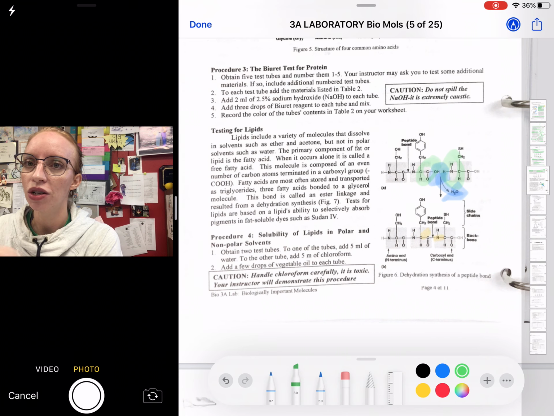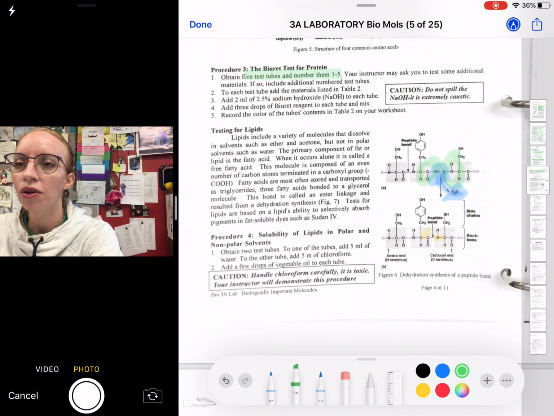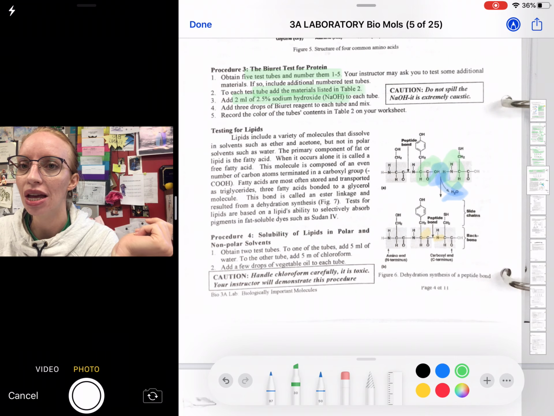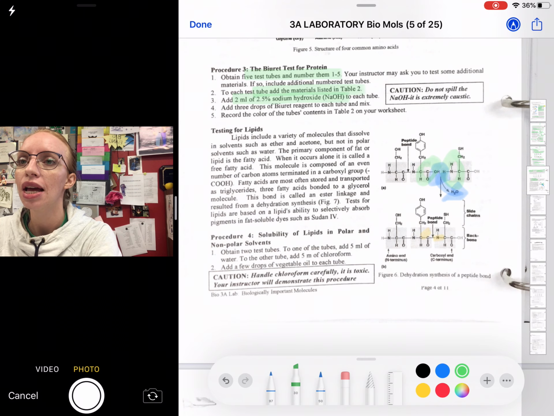So how are you going to do the test? You're going to get 5 test tubes, number them 1 through 5. You're going to add the materials listed in table 2, and I think that's like egg and honey, and a few other ones. Then you'll add 2 milliliters of 2.5% sodium hydroxide because it has to be in a base, so you have to change the pH before you get started. And then you'll add 3 drops of Biuret reagent to each tube, mix, and record the color change of the tubes. So that's proteins.